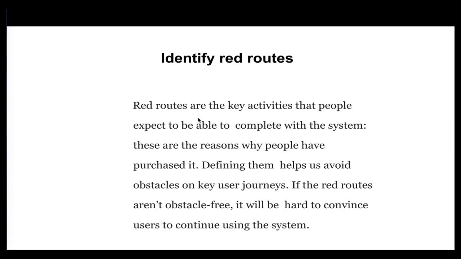Now, one really important factor is to identify red routes. Red routes are the key activities that people expect to be able to complete within the system. These are the reasons why people purchased it. Defining them helps us avoid obstacles on key user journeys. If the red routes aren't obstacle-free, it's going to be really hard to convince users to continue using the system. An example of this is forgetting to put a back button on something or having access to the home menu on all screens.